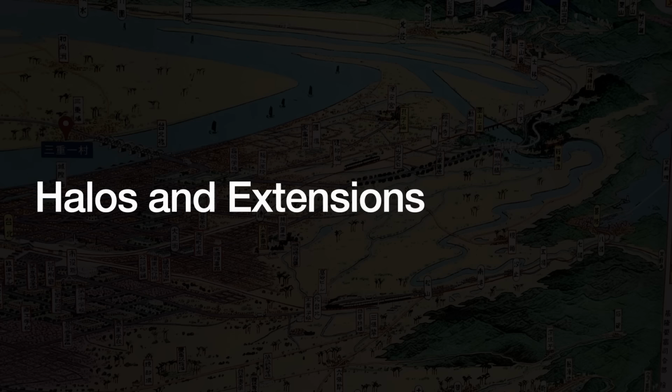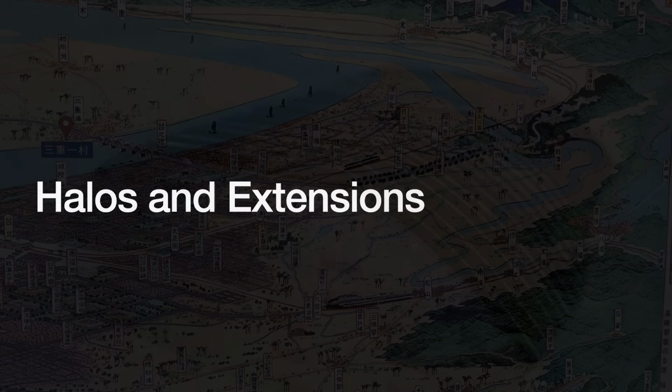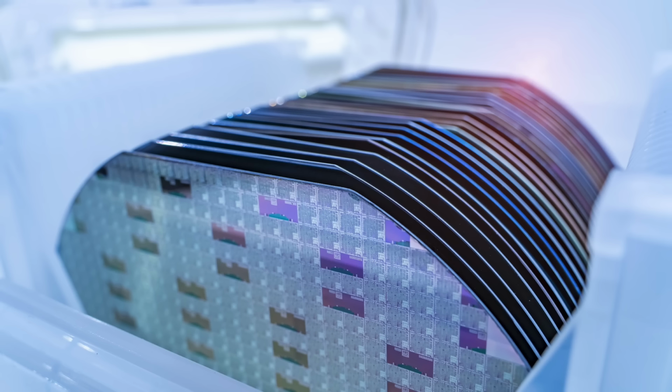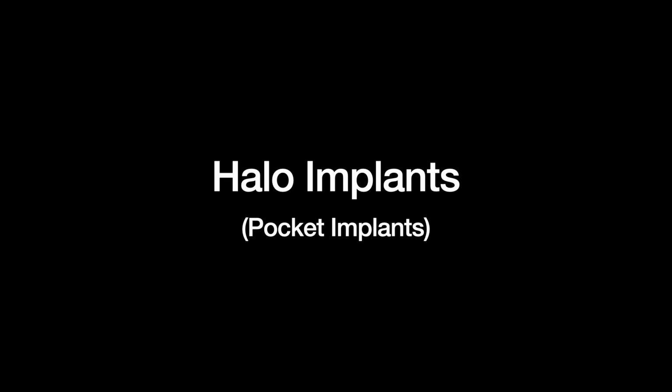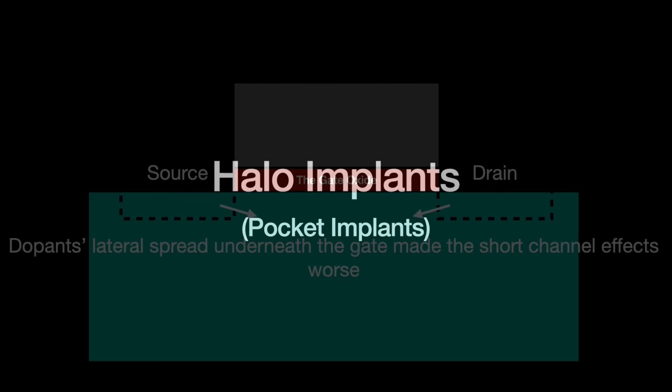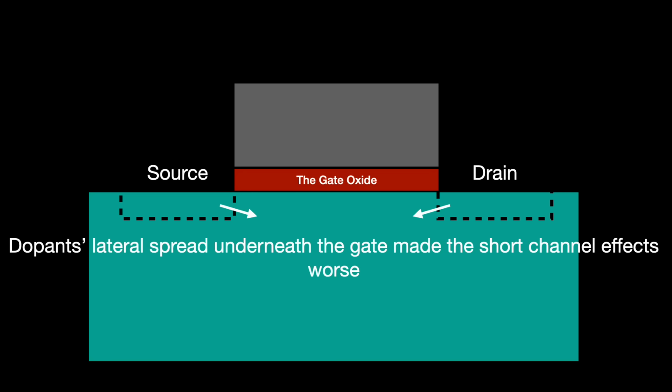The source and drain processes are a bit messy. Here, the 45 nanometer node has us create 2 things in addition to the source and drain, the halo implants and extensions. Let's discuss first the halo implants, also called pocket implants. These were introduced as a measure to suppress the aforementioned short channel effects. Fab engineers found that after creating the source and drain, ion-implanted dopants were spreading out laterally underneath the gate, shortening the channel even more. Do not want.